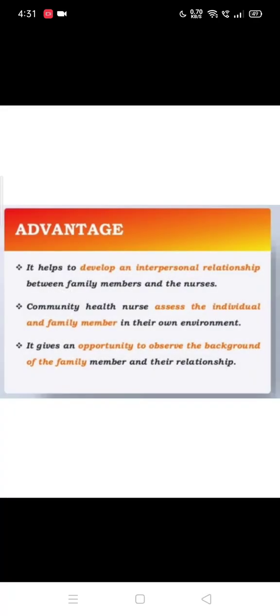Then moving to advantages. It is about what the advantages are, now that we have studied the full home visit.